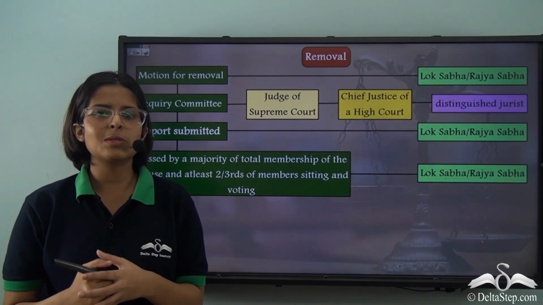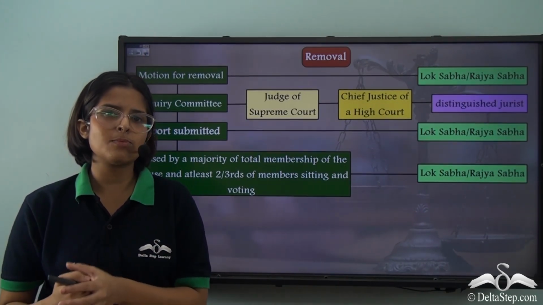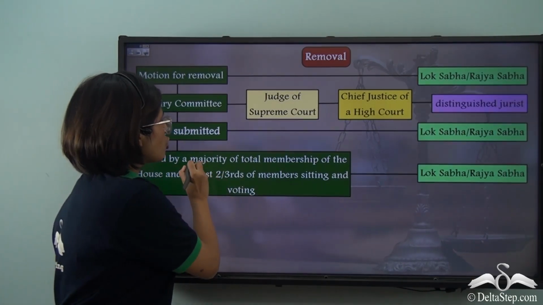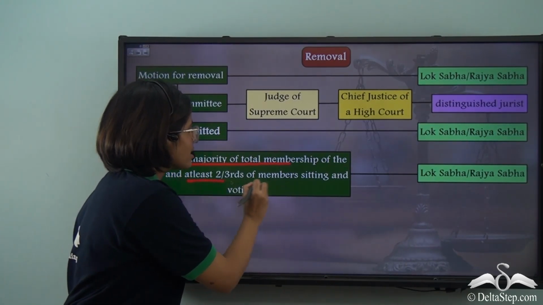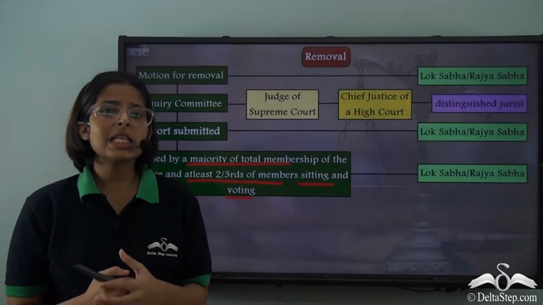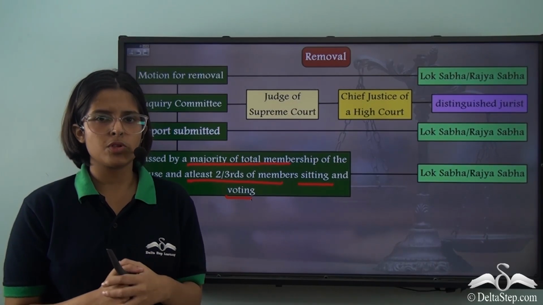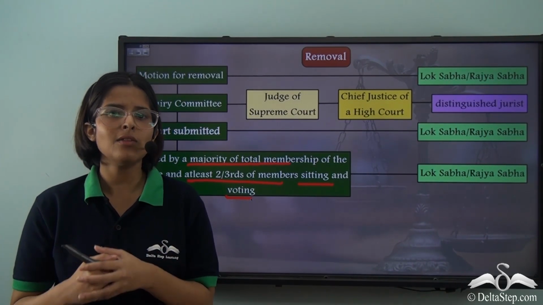After the motion has been put forward in the Lok Sabha or Rajya Sabha, it has to be passed by that house. So, it has to be passed by a majority of the total membership of the house and at least 2/3 of the members sitting and voting. So, this is a special majority in which we have to take the majority of the total members of the house as well as 2/3 of the members that are present and voting in the house.